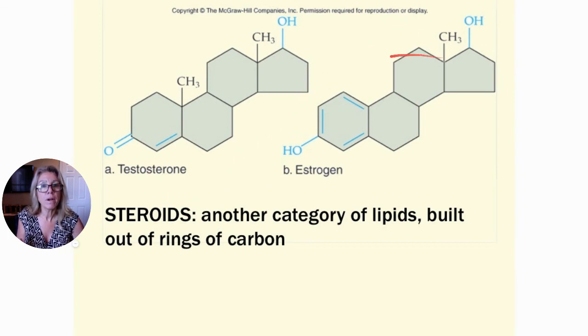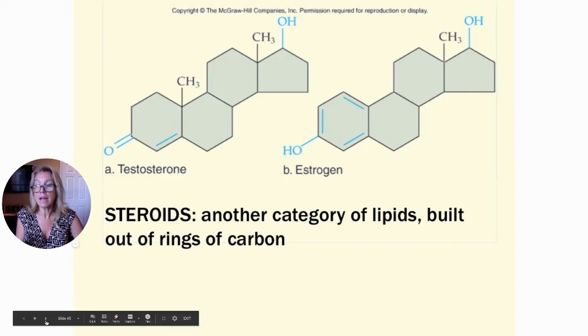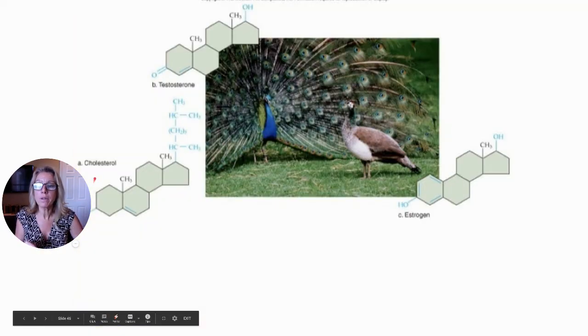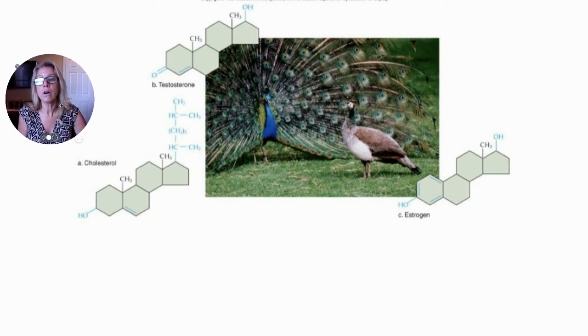Notice they both have OH, CH3, but testosterone has this CH3 here and a double bonded oxygen. You don't have that in estrogen, and you have an OH right here. Okay, these extra blue lines represent double bonds. So steroids are made of, this is for your notes, four fused rings of carbon. And your building block for that is going to be cholesterol. So cholesterol is your starting point in order to build both testosterone and estrogen, which obviously cause huge differences right here. Okay, so that's why I have that down, and I gave you some pictures there.